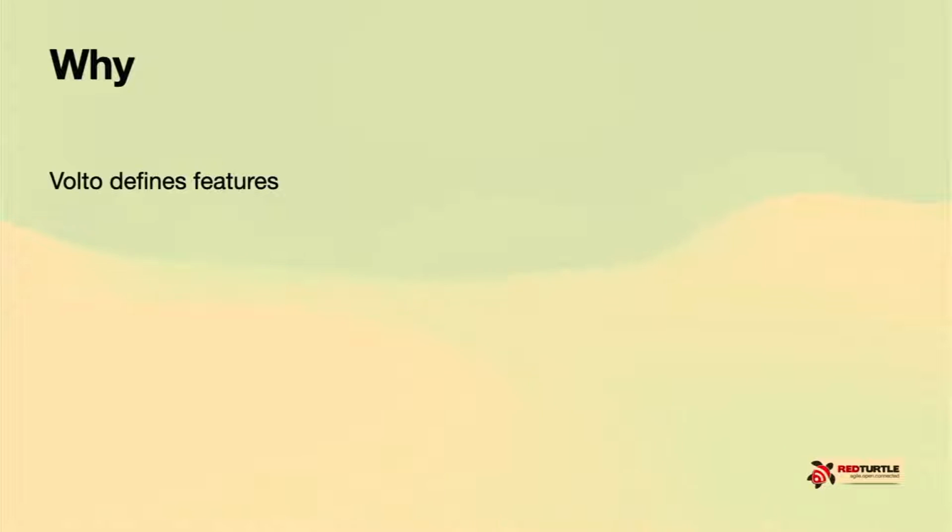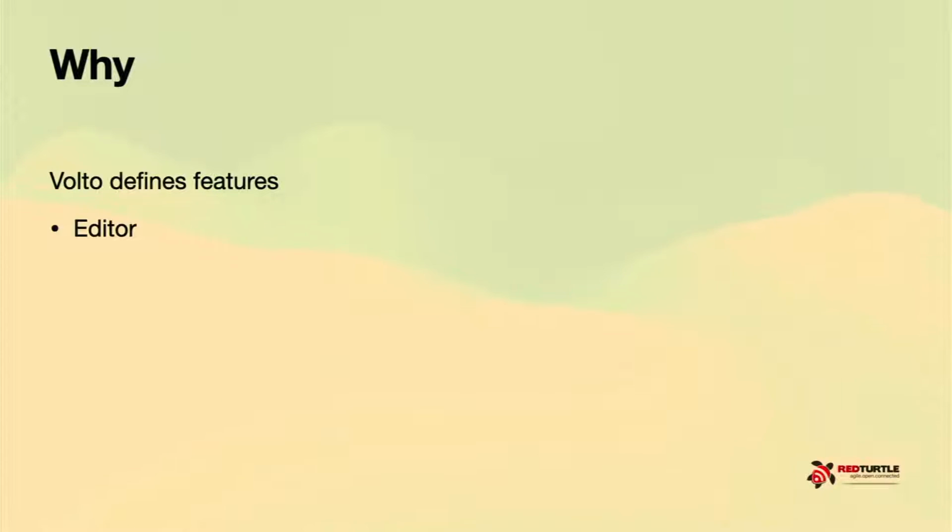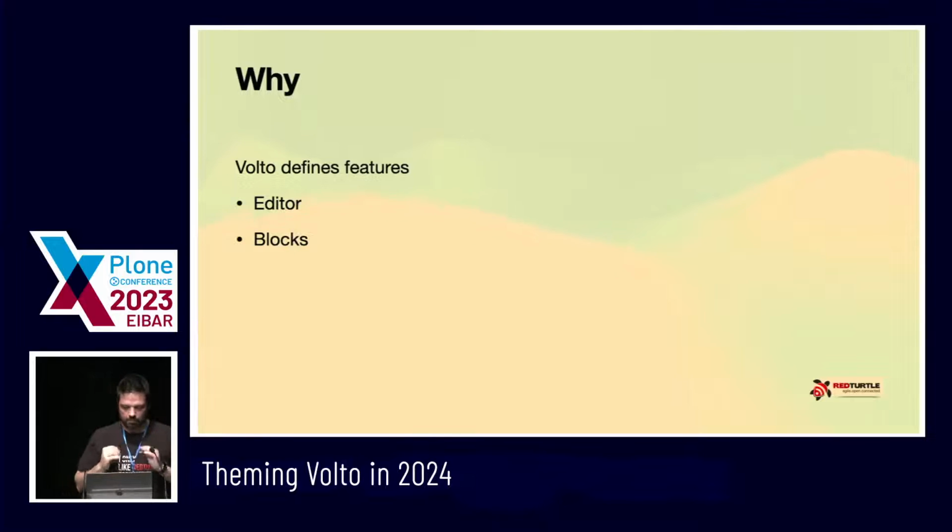Maybe can any one of you suggest features that Volto is actively adding to the CMS? If you have any ideas, any suggestions? Blocks is a good one. For example, Volto is setting the editor and blocks. And that's defined mainly in Volto. So how it works is defined in Volto. And you can customize stuff, add stuff in your add-ons and in your Volto project.